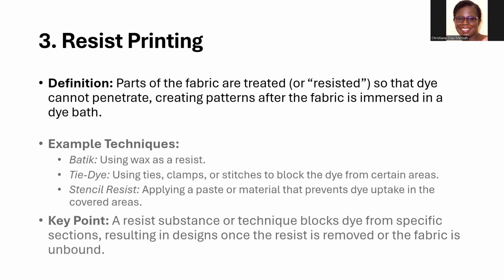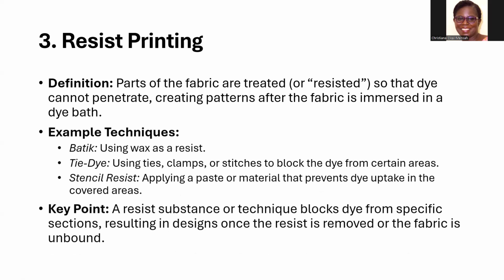beautiful colors emerging. So for example, we have the batik using wax as a resist. So you use wax, something like a candle. You melt it, then you apply it on certain areas where the dye cannot penetrate. So when you put it in the dye and you remove it, you see the color cannot go there. So it will create a design for you.